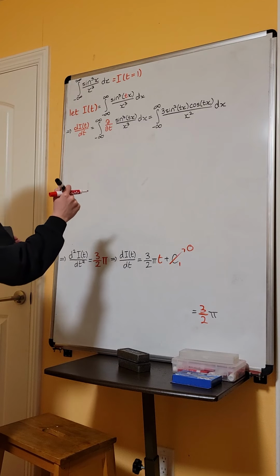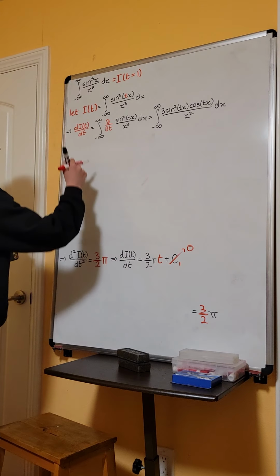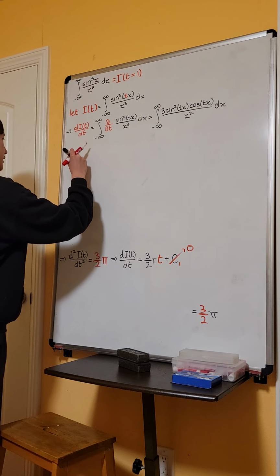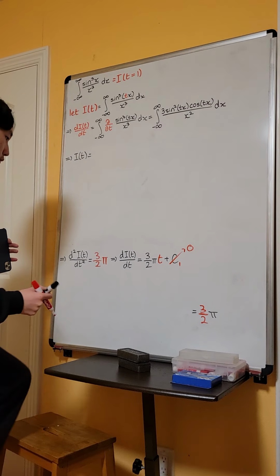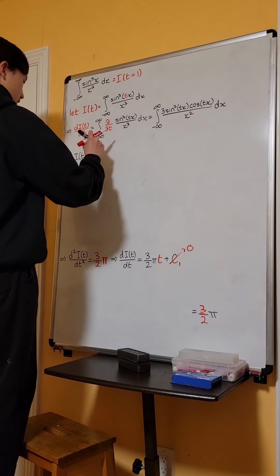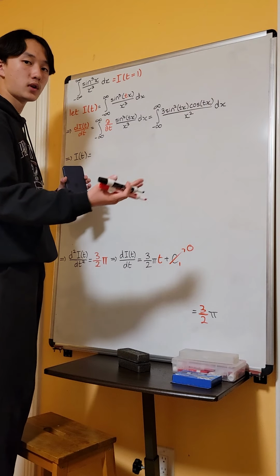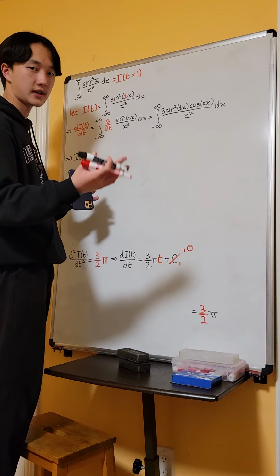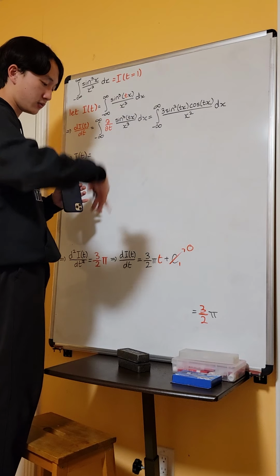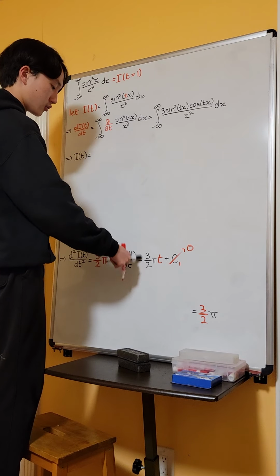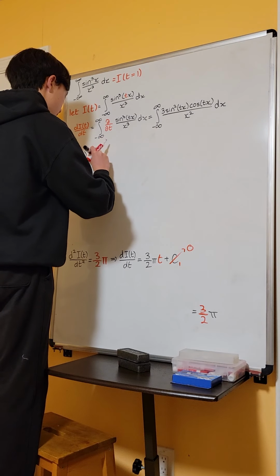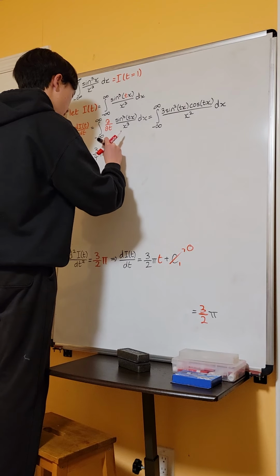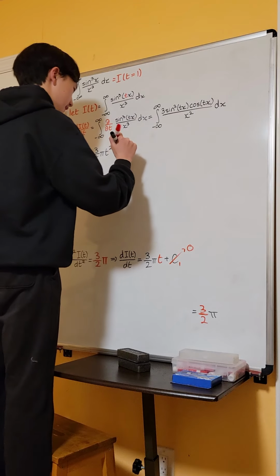Let's integrate one more time. Integrating both sides, you get that I of t is equal to, integrating that with respect to t, you raise the power by 1, so you get t squared, and then divide by the new power, so you multiply by 1/2, and that gives you 3 over 4 pi t squared, and then add your second constant, c2.